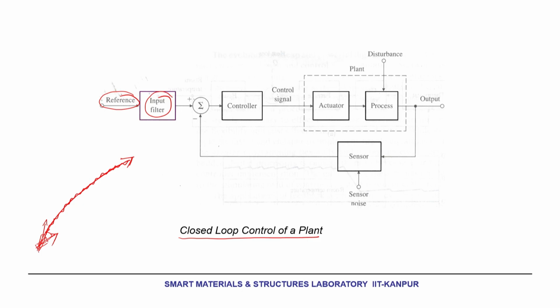Then we come to this part, which is the process, or in our case we can write it as plant or we can write it as product, whatever way we want, but the idea is the same, that there is a product and this product in its interaction with the environment is showing certain outputs.